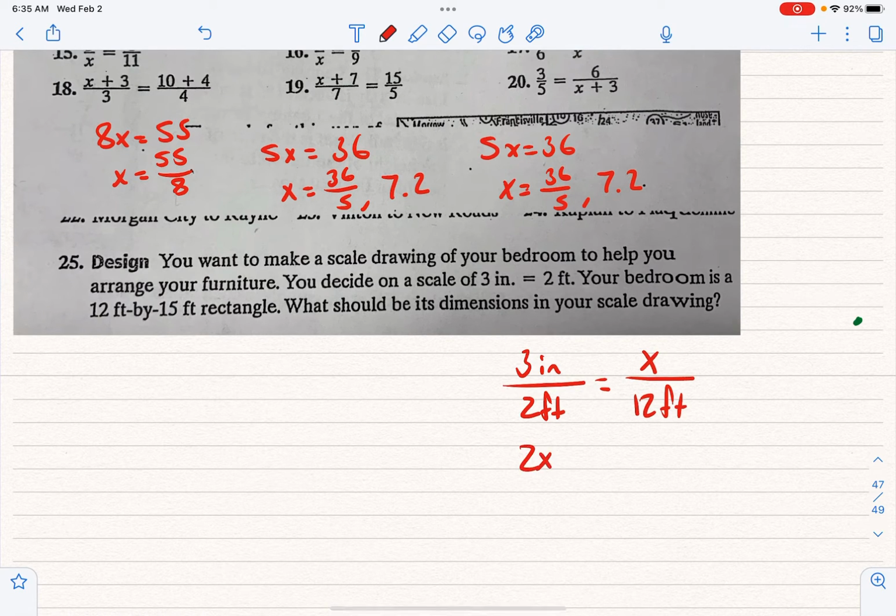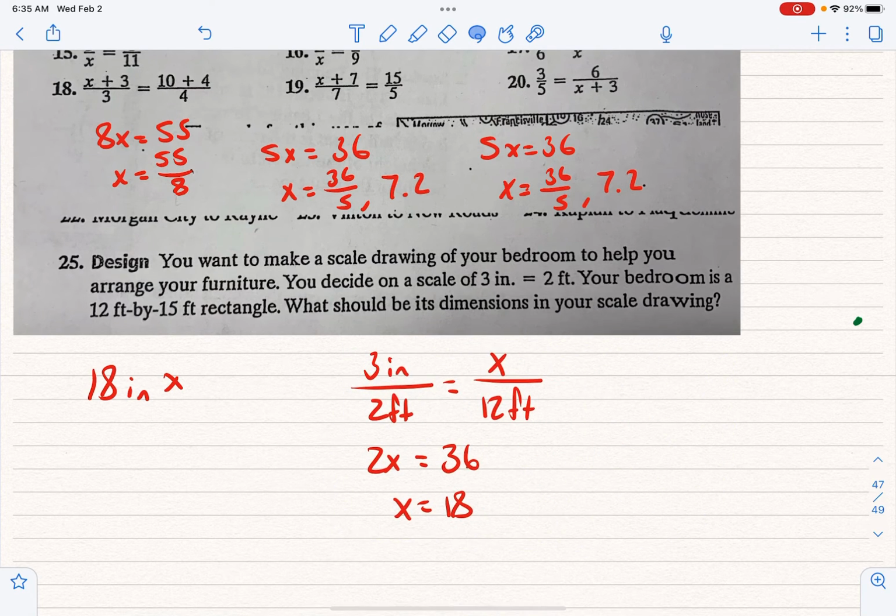So it's going to be 2x is equal to 3 times 12 is 36. So therefore, x is equal to 18. So it's going to be 18 inches in one of the ways. And then do the exact same thing, but this time swap out the 12 for a 15. And you go, okay, 3 inches is 2 feet in the same way that x number of inches is 15 feet.